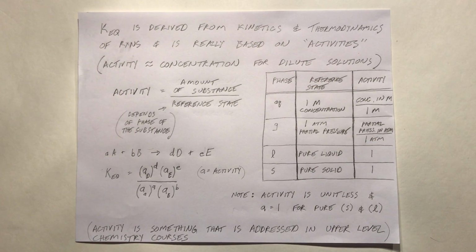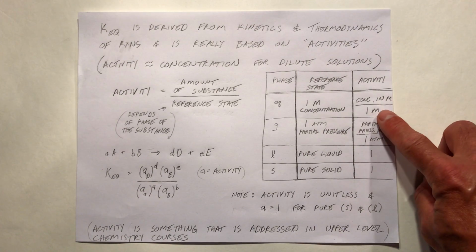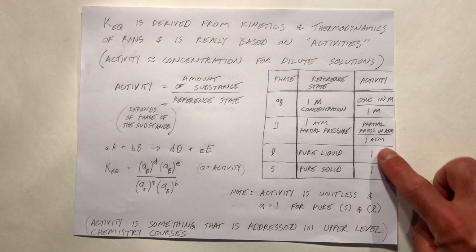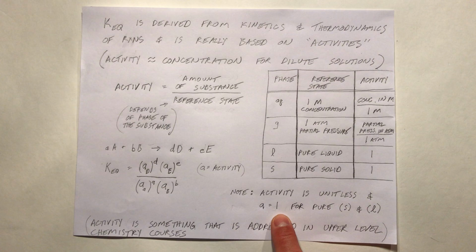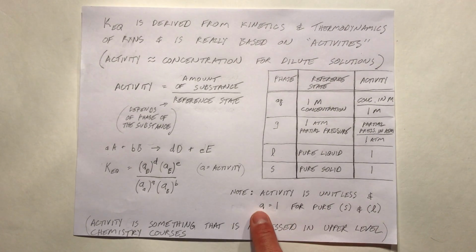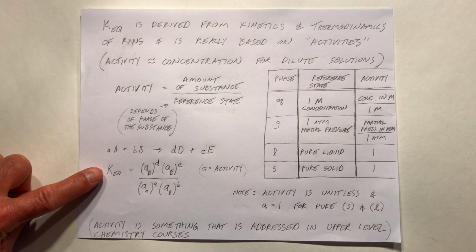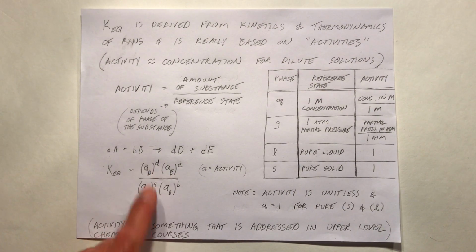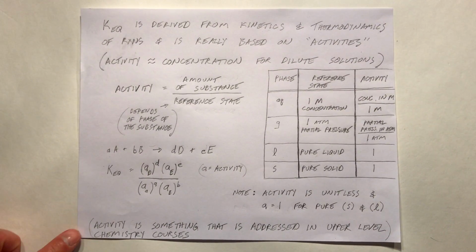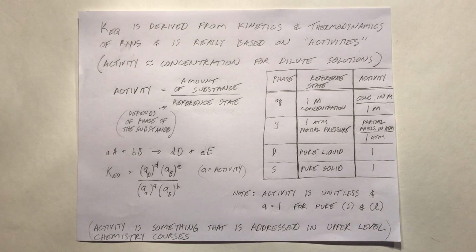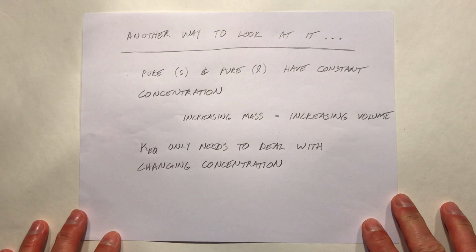Now, activity is something that's really not important until you get to upper levels of chemistry. But we can see that because of the way that activity is structured, molarity divided by molarity, atmospheres divided by atmospheres, or just 1 and 1, activity is set up to be a unitless value. And activity, A, is 1 for any pure solid and liquid. So we can say that if we have this chemical reaction, the equilibrium constant really should be based on activities where A is the activity for those chemicals. Now again, activity is something that's really addressed in upper level chemistry courses, so we can stick with Kc and Kp expressions.